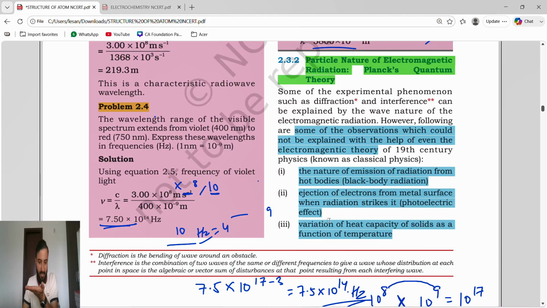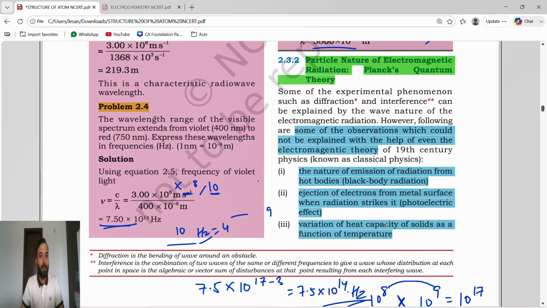Photoelectric effect means I will take a metal plate and hit it with a ray of light, and with that ray of light the electron particles will come out. So that's why it's called the photoelectric effect. So what will happen? Ejection of electrons from a metal surface when radiation strikes it. Same thing I explained. Radiation is nothing but light radiation, a ray of light.